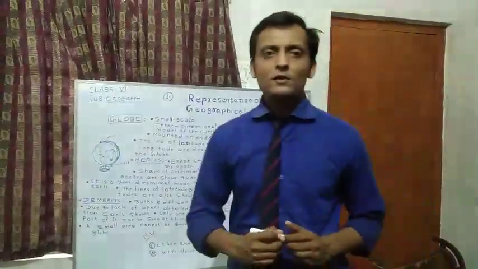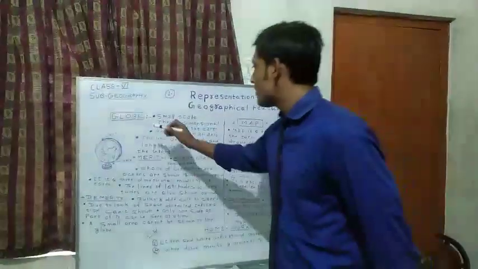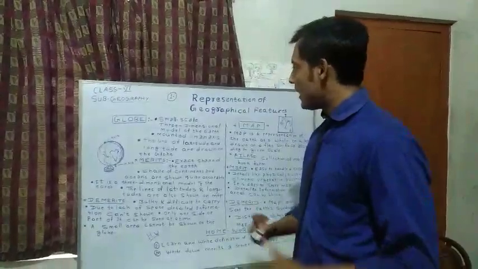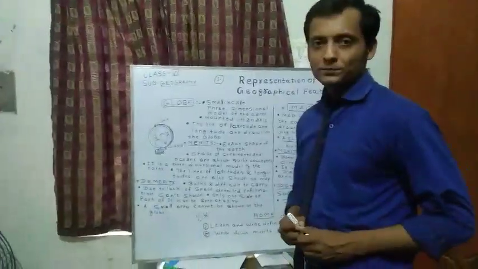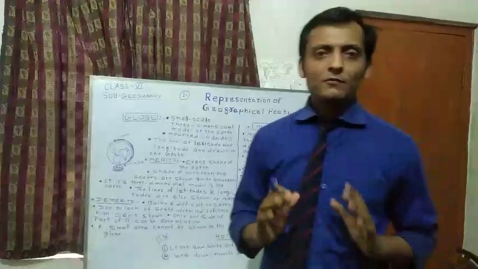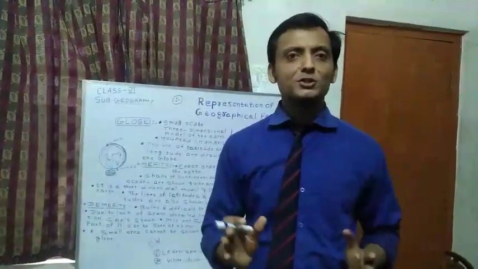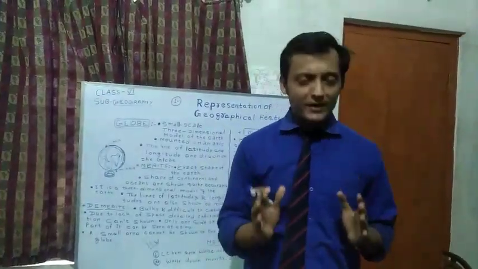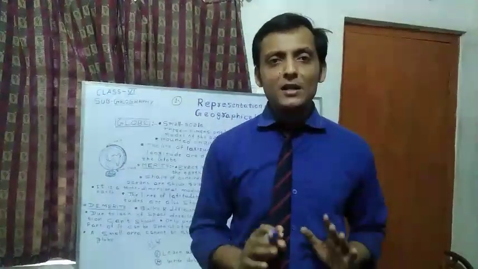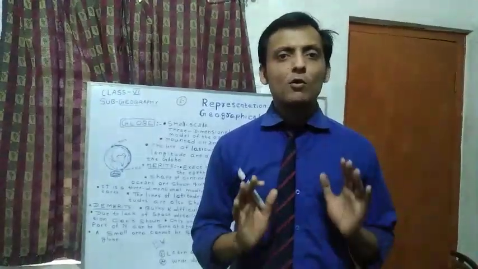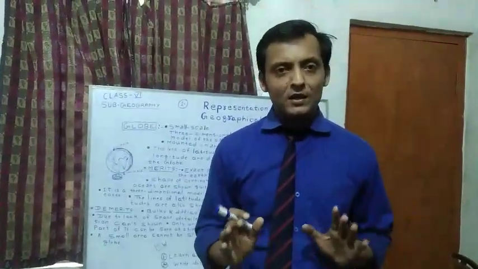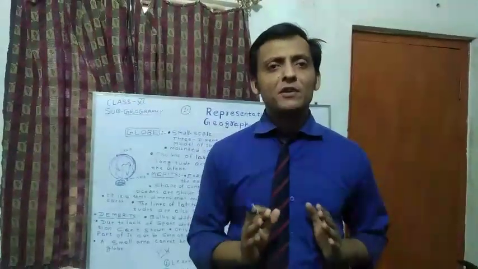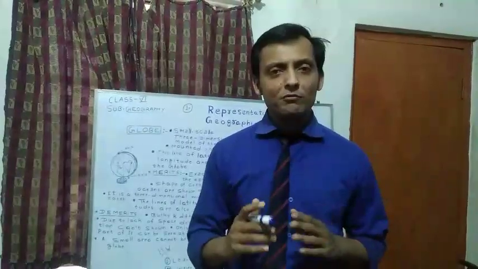So first of all I will explain what a globe is, its merits and its demerits. What is a globe? Before I explain it, I will put a simple question in front of you. Students, can we observe a whole globe at a time? Your answer would definitely be no. We can't observe the whole Earth's surface at the same time. Even if you take an image from space, only a part of Earth would be visible.